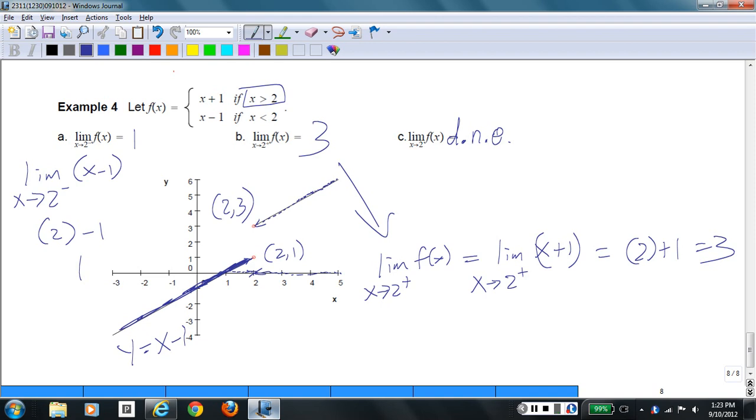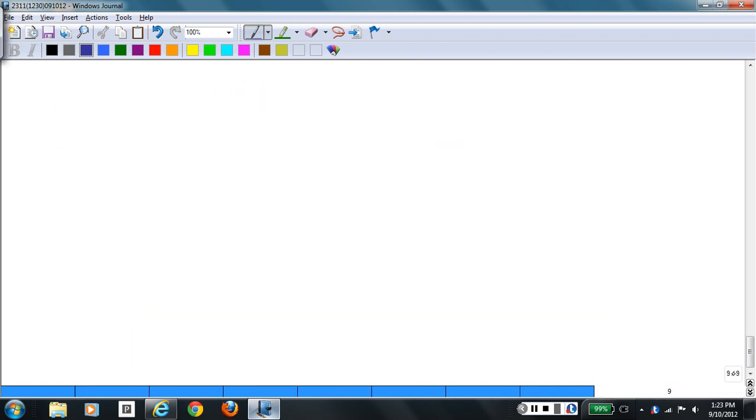So what we need is for the pieces to meet, the pieces of the graph to meet at that particular value of x at 2 in order to make the two-sided limit exist. This one done.